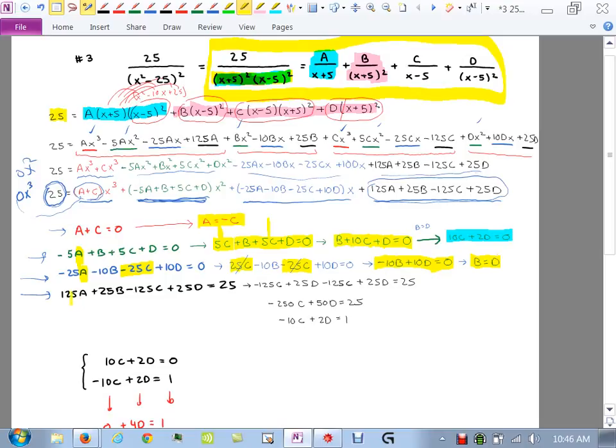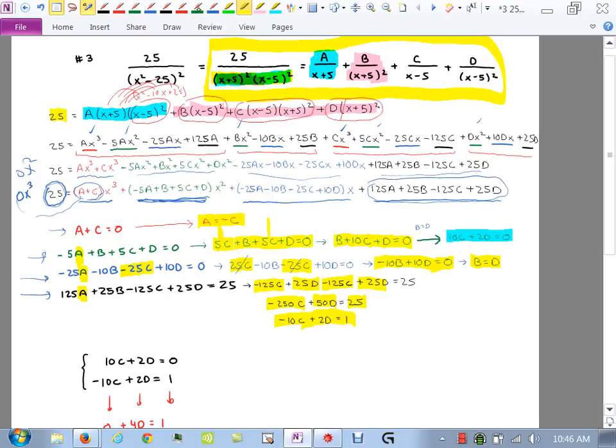All right, the last equation, again, I replace my a here with negative c. That gives me this. And then I put that together with negative 25c. That gives me negative 250c. I put my 25d and 25d together, get 50d, then equals 25. Divide everything by 25, I get this.